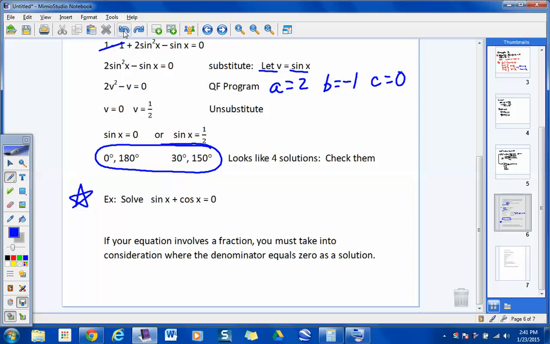Right here, this is a tough problem. Previous examples, I've always said, try to find or rewrite the equation so that you're involving just how many functions? 1. Okay. Well, this one here, sine of x, cosine of x. Is there any squaring going on at all? No. Boy, oh boy, oh boy.